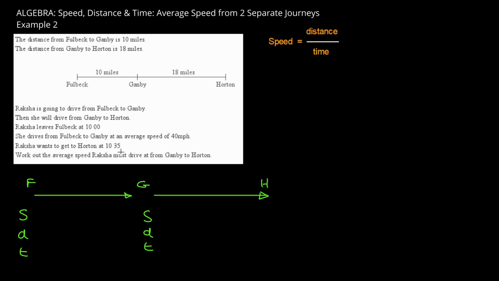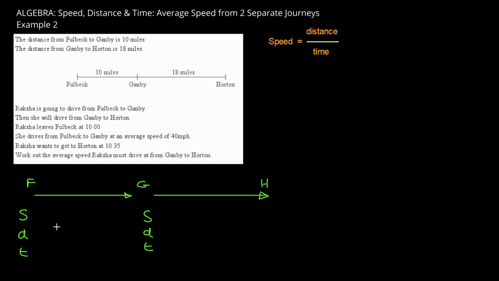10:35 is not a decimal value of hours, so we're going to have to convert those minutes to a decimal part of 60, because there are only 60 minutes in an hour, not 100. So we cannot write 10.35 here for the time that she'll want to get to Horton.